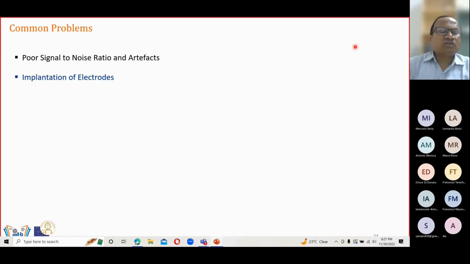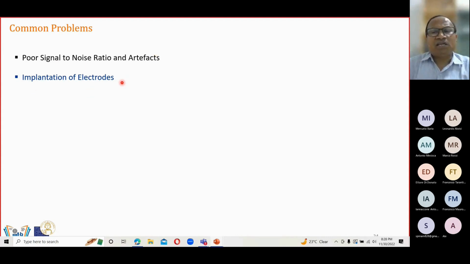So the common problems, there are some more common problems. Poor SNR, signal to noise ratio, when there are artifacts, when there are some unwanted signals mixed with the brain signals, that will badly affect the effective analysis of brain signal.